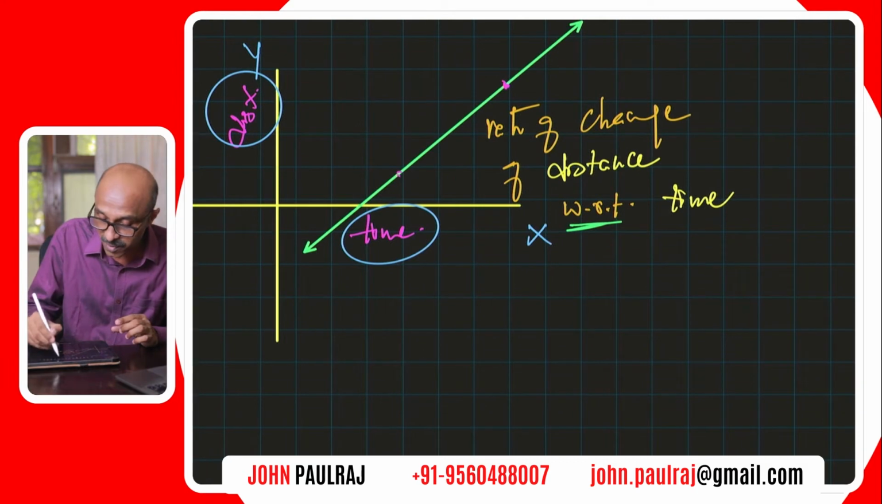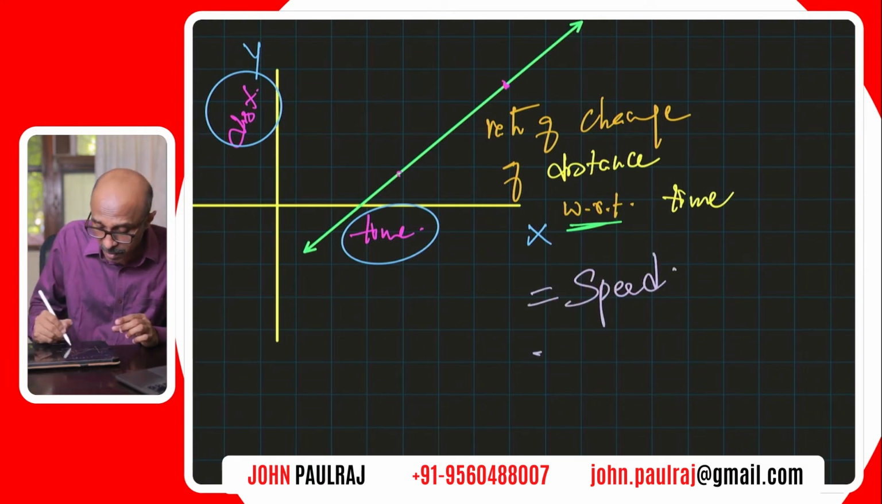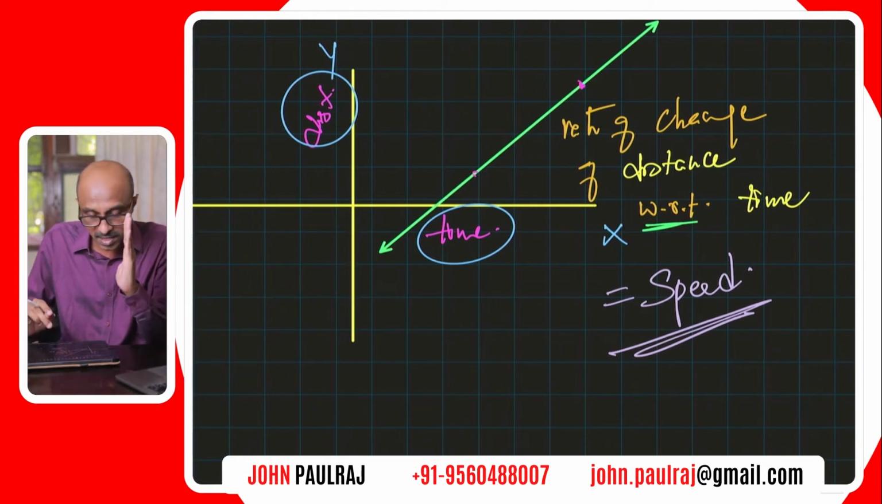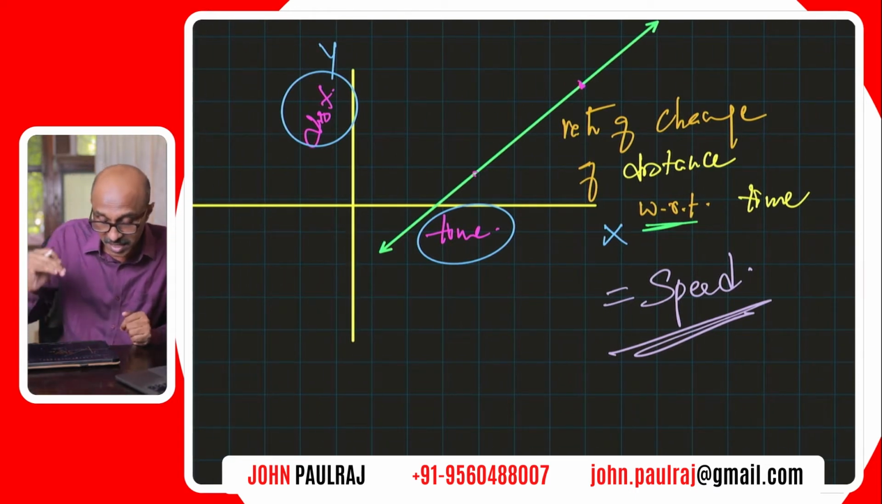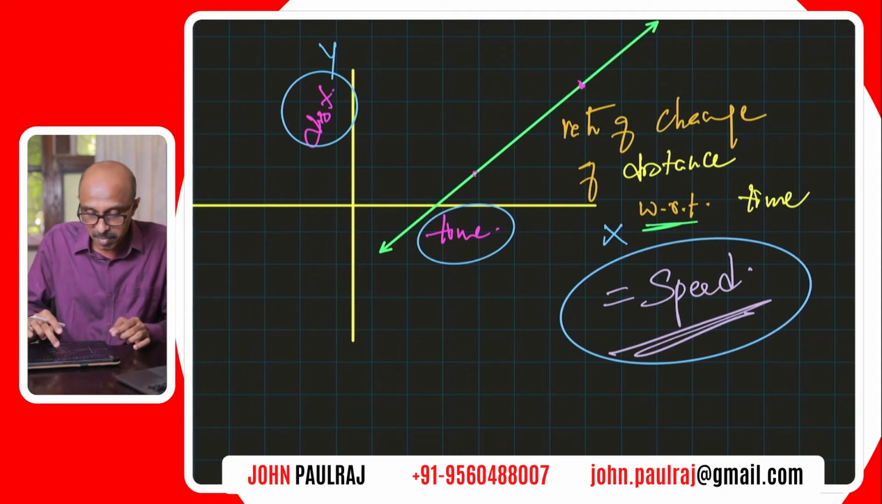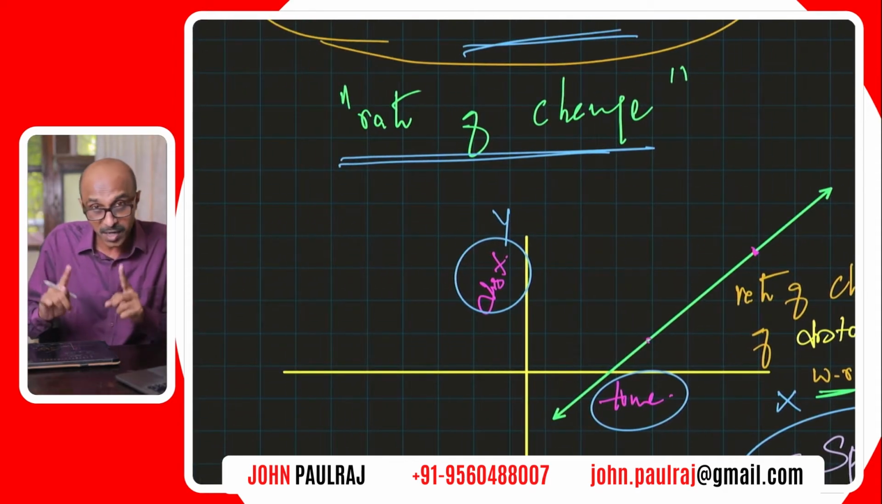There's another nice word for that, right? That's called speed. So depending upon the context, in this particular case, the quantity on the y-axis is the distance, the quantity on the x-axis is time. Depending upon the context, the slope of a straight line takes a new meaning. And that meaning, in this case, is speed, but the general idea is still rate of change.